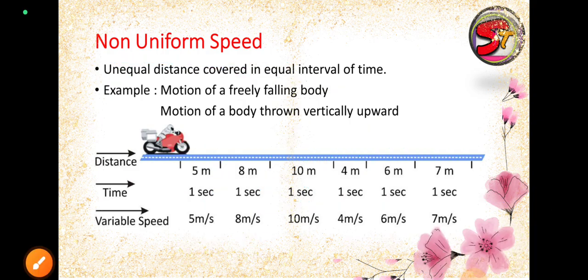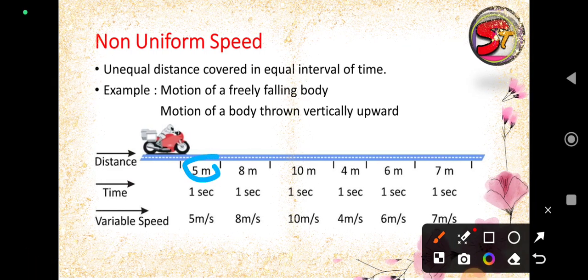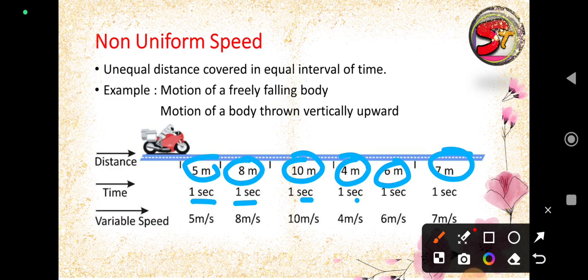What happens if I take 5 meters as constant here? It means I am considering the distance constant. Suppose all are 5 meters only, but the timings are changing. Instead of 1 second, some are 2 seconds, some are 4 seconds, some are 10 seconds. So that is also an unequal time interval. It means equal distance covered in unequal intervals of time, then also that variable speed is called what?